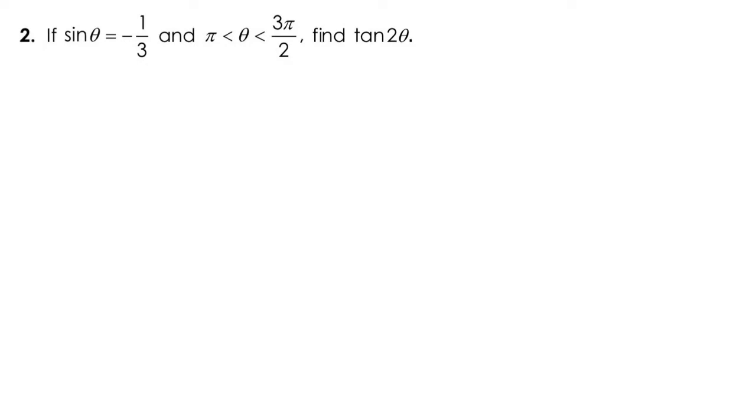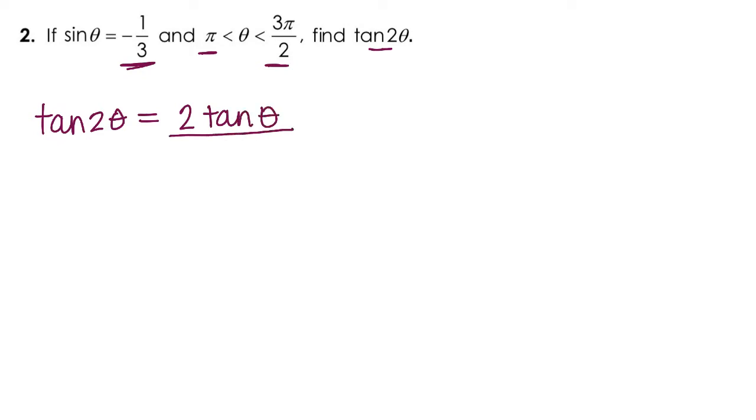Alright, so for number 2, working out very similar, same thing here. So we're told that sine is going to be negative 1/3. We're between pi and 3 pi over 2, and we need to find tangent of 2 theta. So let's write out that we know tangent of 2 theta. This is one of our formulas. It's going to be 2 tangent theta over 1 minus tangent squared theta.